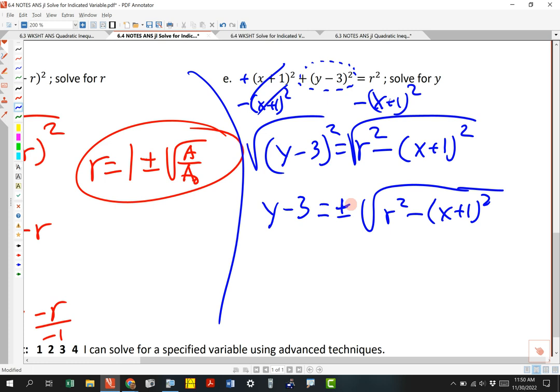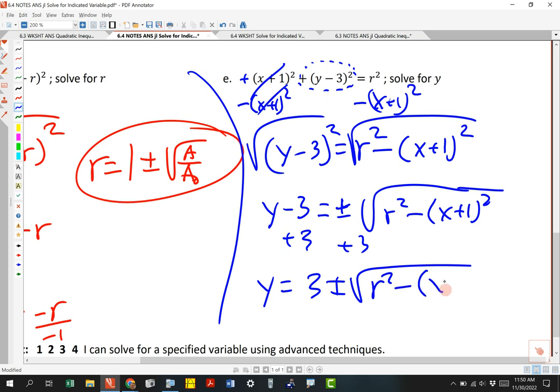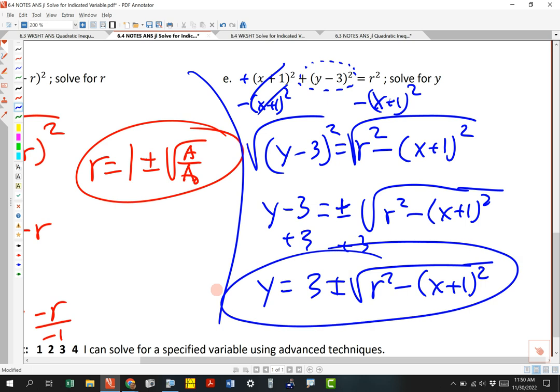It would be super cool and it would really simplify things if you could just say, hey, the squares cancel with the square root. Okay, doesn't work that way. Radicals do not play well with addition or subtraction. So the last step we need to do is just add 3 to both sides. And this will look kind of familiar. Y equals 3 plus or minus a big ugly square root thing. That's it.